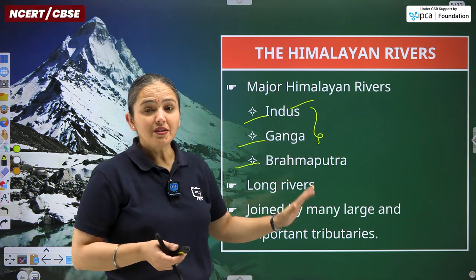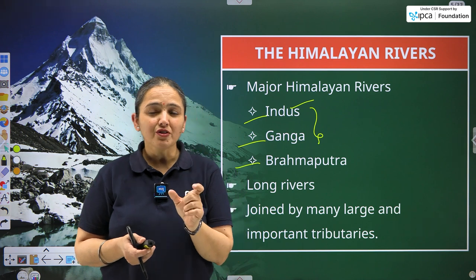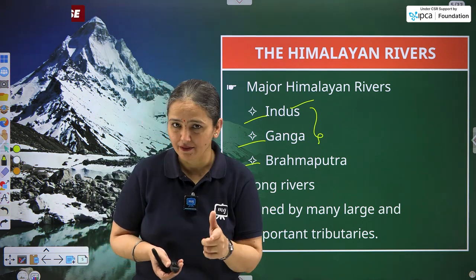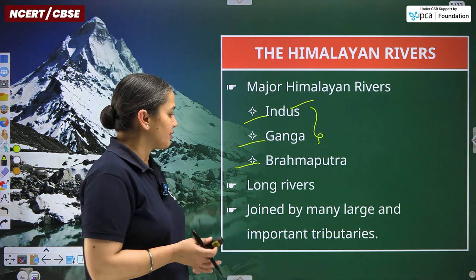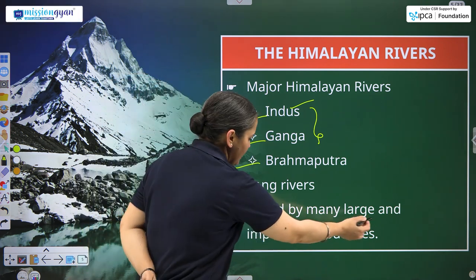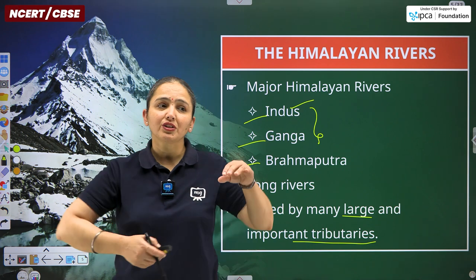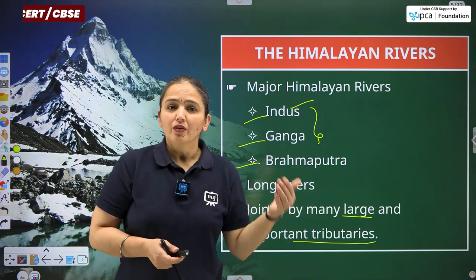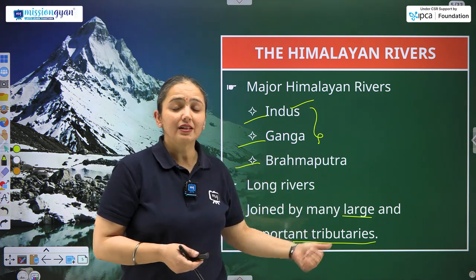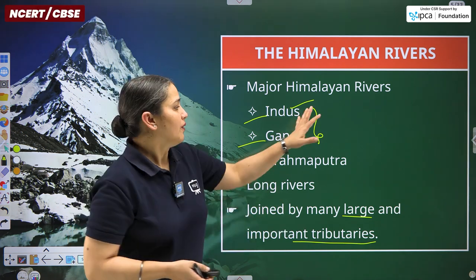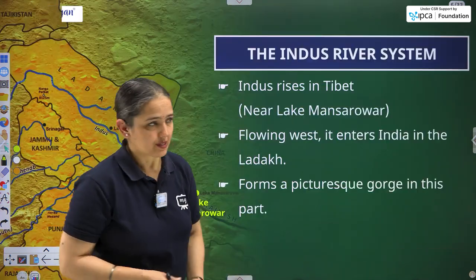These are the long rivers, as we discussed in the prior class regarding the major differentiation of the Himalayan and Peninsular river systems. These are joined by many large important tributaries. Why not distributaries? Because distributaries distribute their water. Tributaries, we are discussing them as they contribute. They give the inlet of their water to these major rivers.